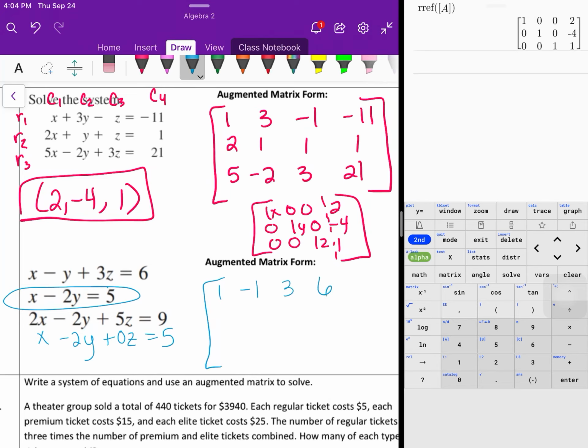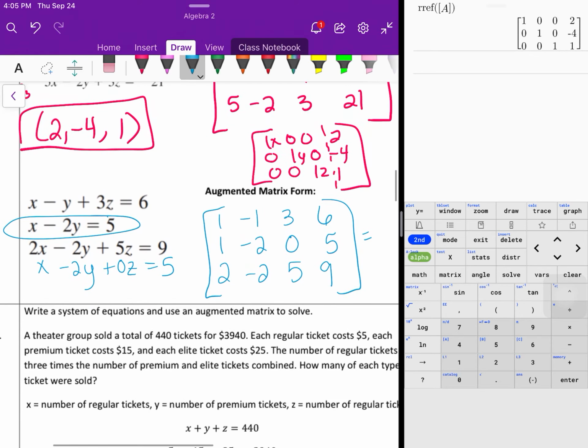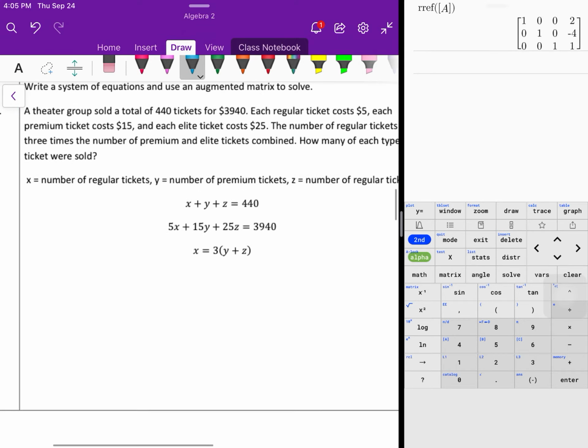Be 1, -1, 3, and 6. Then it would be 1, -2, 0, 5. And then 2, -2, 5, and 9. And then you would be able to solve that. For the sake of time, we're going to just kind of keep moving along here.